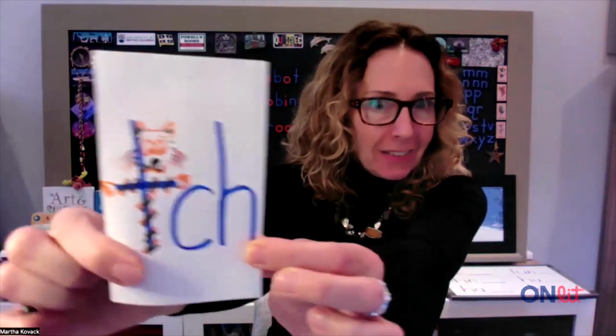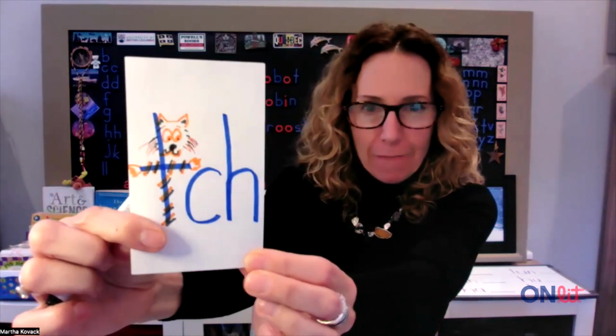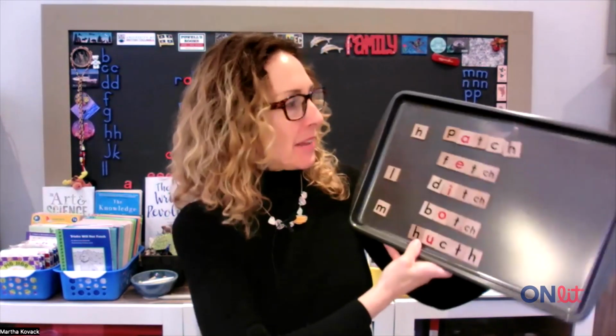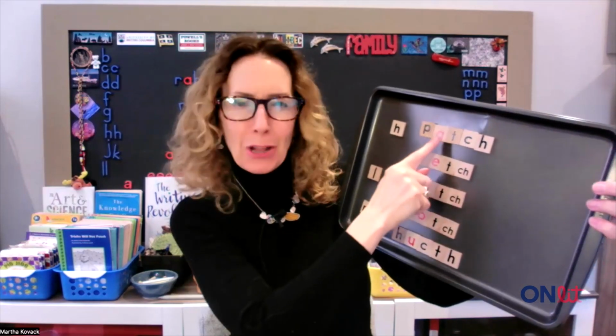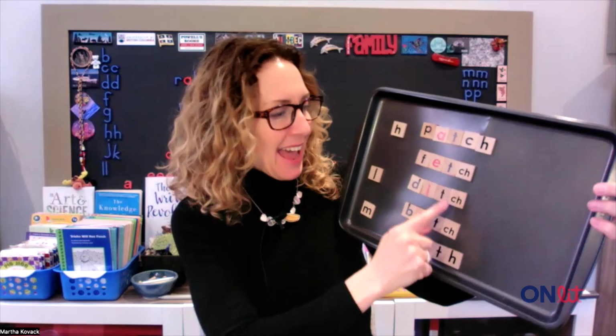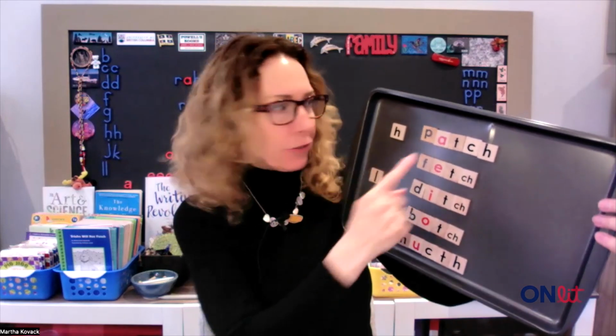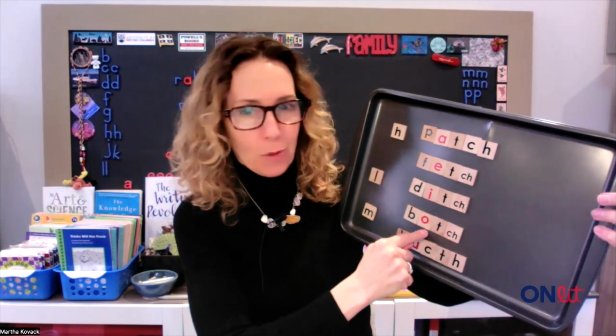It's the tiger T. When do we use the tiger T? This is called a trigraph. TCH goes together to make one sound, ch. So how do we know when to use that? TCH comes where? At the beginning? In the middle? No. It comes at the ends of words right after a short vowel.